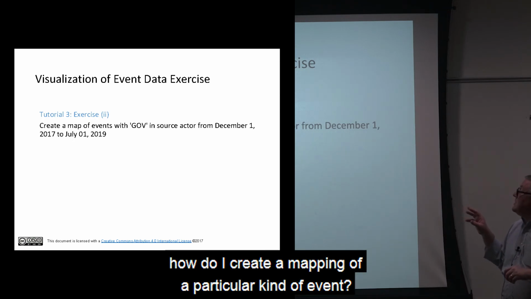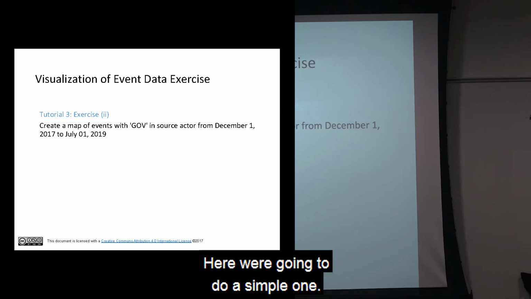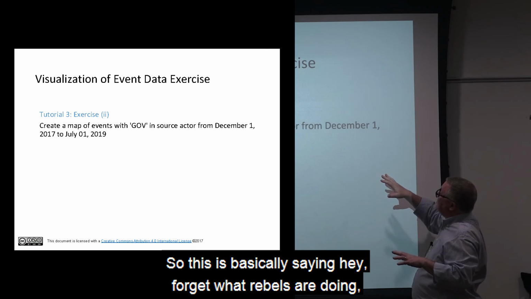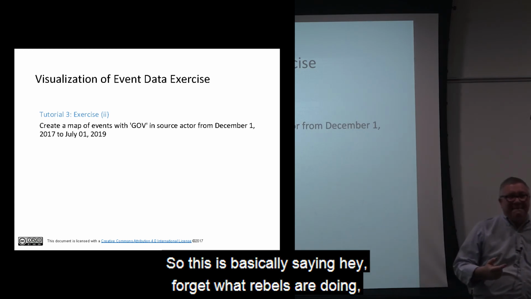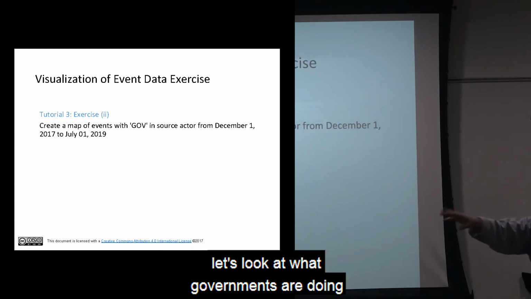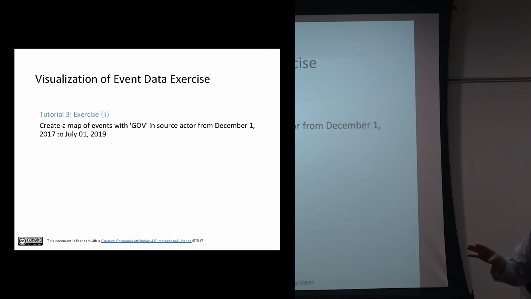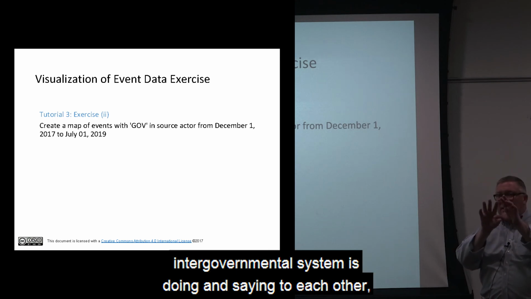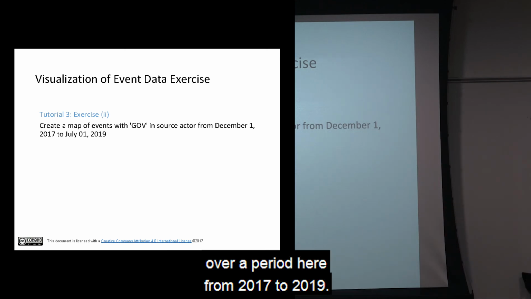So what we want to do here is think of how do I create a mapping of a particular kind of event. Here we're going to do a simple one. We're just going to look at events involving government actors as sources or targets. So this is basically saying, hey, forget what rebels are doing, forget what opposition is doing. Let's look at what governments are doing and saying to each other, right? Like, let's look at what the real, actual interstate, intergovernmental system is doing and saying to each other over a period here from 2017 to 2019.